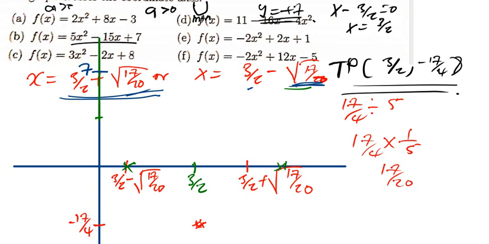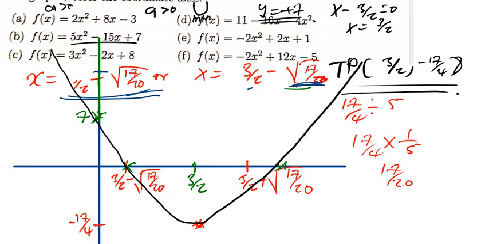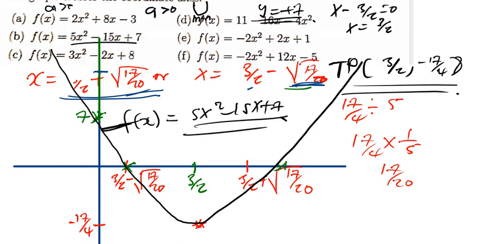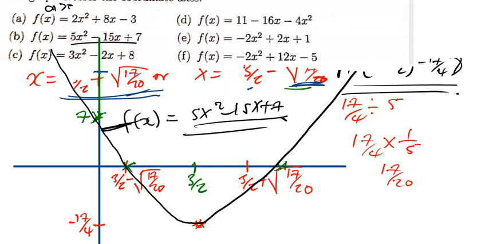If I put 7 here, it would be better. Then it has to pass again there. So the graph comes like this. It passes there, it comes here, it reaches there, then it touches that point. That's the graph of f of x equal to 5x squared minus 15x plus 7. Simple.